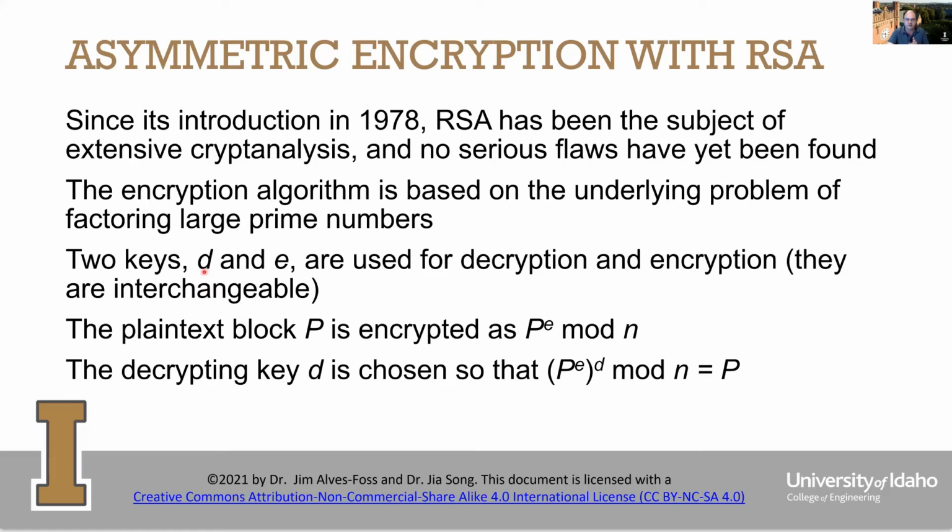We want to use two keys, D and E, for decryption and encryption. Plain text block P will be encrypted as we take that, instead of using just this generator that we use in Diffie-Hellman, we use their whole message, or whatever portion of your message you want, raise it to the power E mod n. We want the decryption so that this thing raised to the D now mod n will give us back the original.